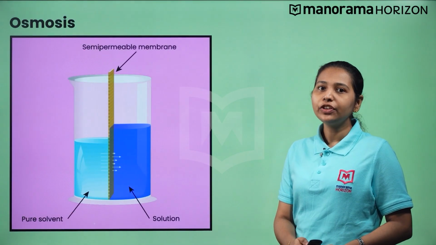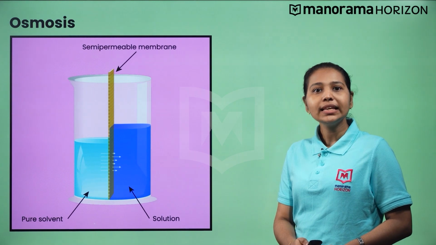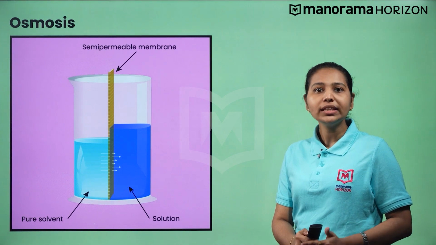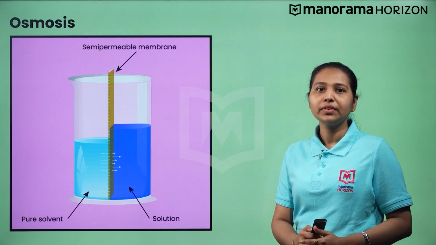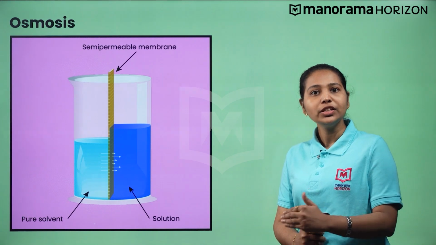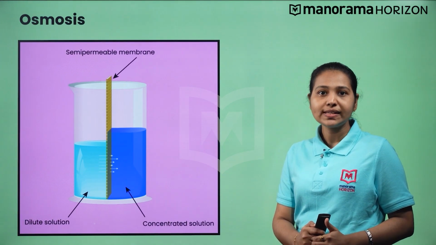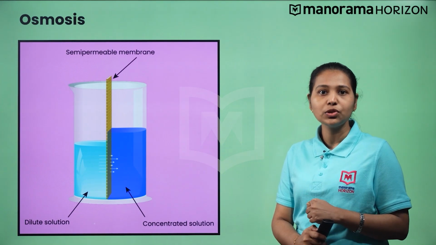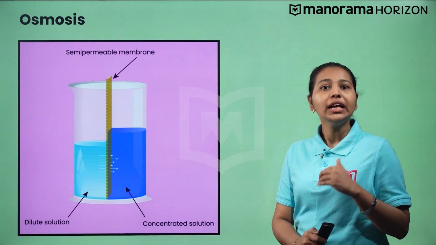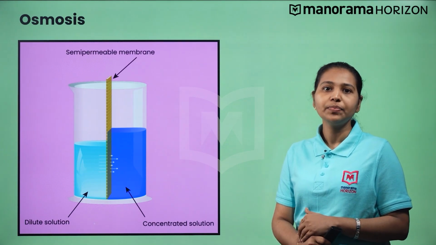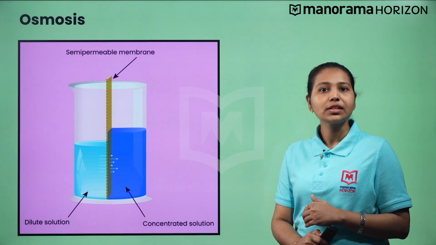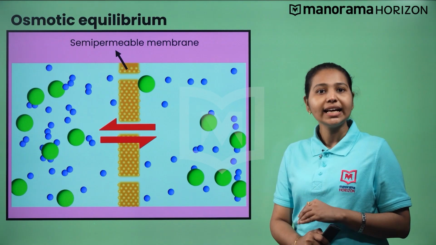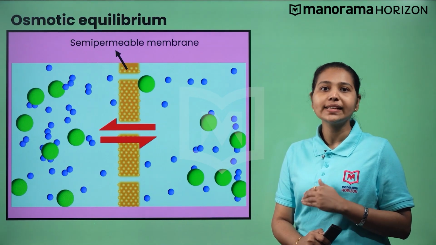Next, we'll discuss the phenomenon of osmosis. See here, when a semi-permeable membrane is placed between the solvent and the solution, only the solvent molecules flow through the membrane. And the flow is from pure solvent to the solution. Or in other words, if a semi-permeable membrane is placed between a dilute solution and a concentrated solution, the solvent molecules will flow from the dilute solution to the concentrated solution. This process of flow of solvent is called osmosis. And this flow will continue till equilibrium is reached, that is, when the concentration is the same on either side of the membrane.